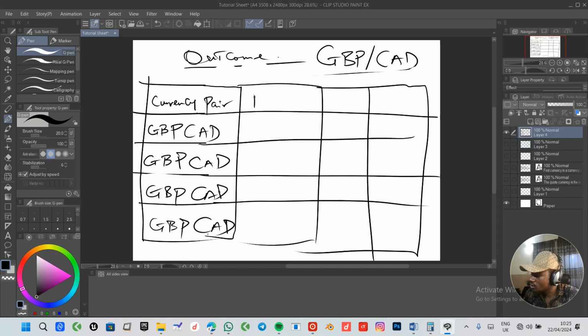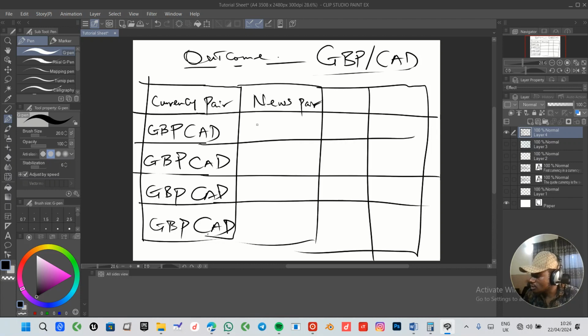News currency, currency on news, let's just write news pair. That's the currency pair which the news is going to happen on.